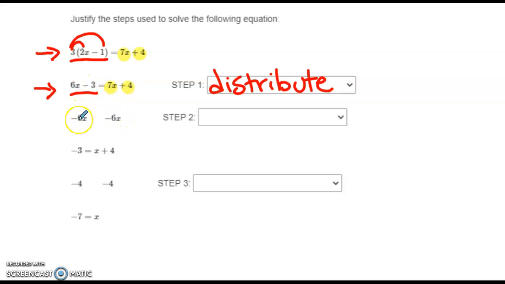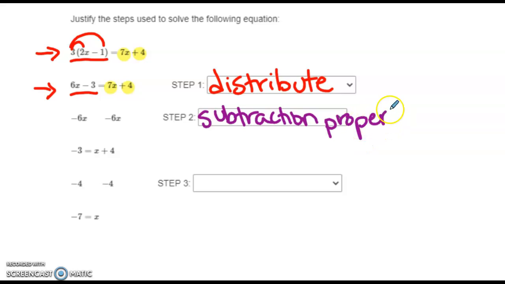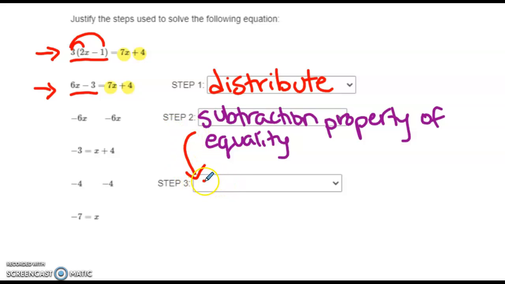All right. Then we're looking and seeing what they did next. The next thing they did is they subtracted 6 x's from each side. Well, that's the subtraction property of equality. Anytime you do something to both sides. And then we'll look down at step 3. So they subtracted 6x from each side and got to here. And then they're subtracting 4 from each side. Well, guess what? If you subtract from each side, it's the same thing. So this one would also be the subtraction property of equality. I'm not going to write all that out, but those are both the same step.